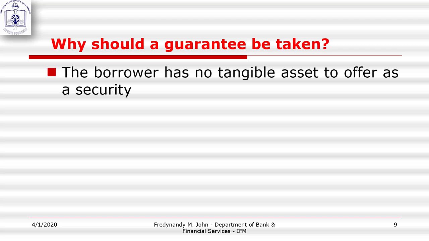Number one, the borrower has no tangible asset to offer as a security. So in case the banker, that is a credit officer or a loan officer, is done with appraising a lending proposition and fully satisfied that it is within the interest of the bank to give out the loan, but the only problem is that the loan is not secured by any tangible asset, the loan officer can propose for the borrower to bring over a guarantor. So if the guarantor will be there, then the loan can be released.